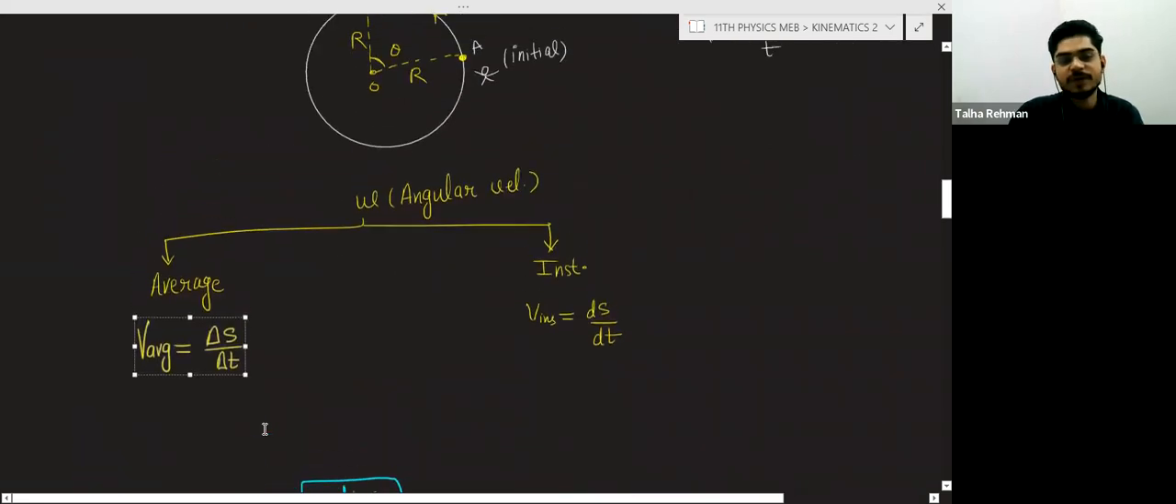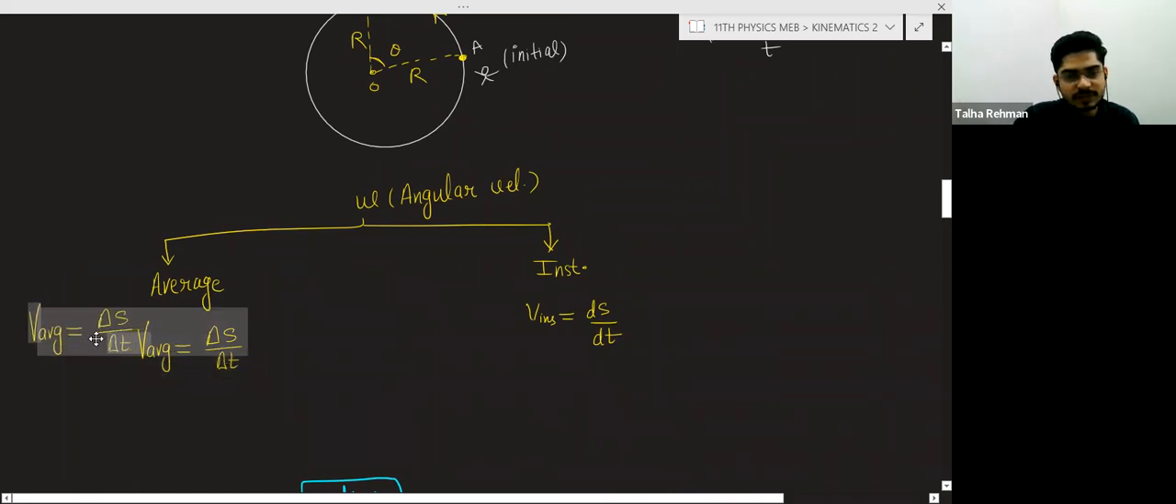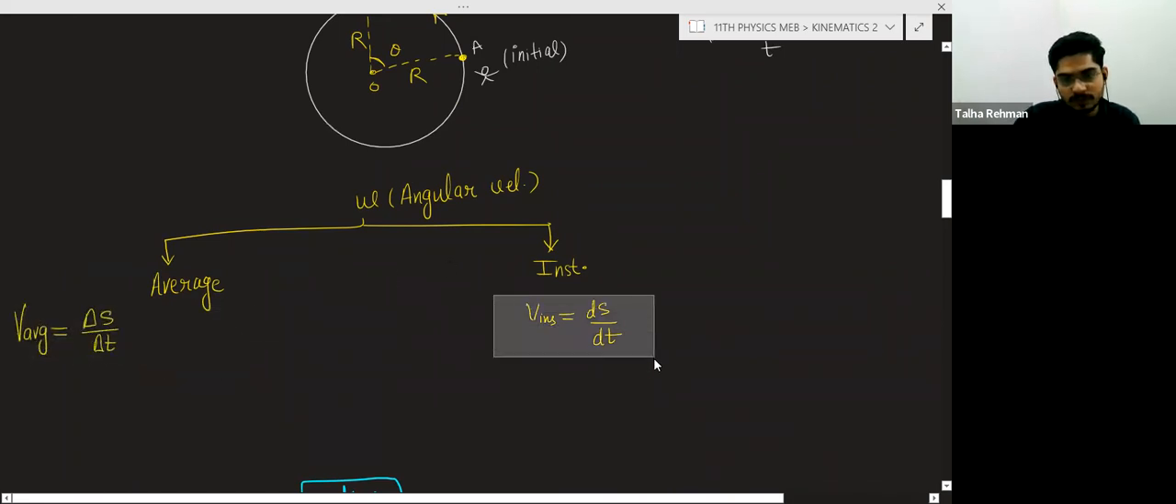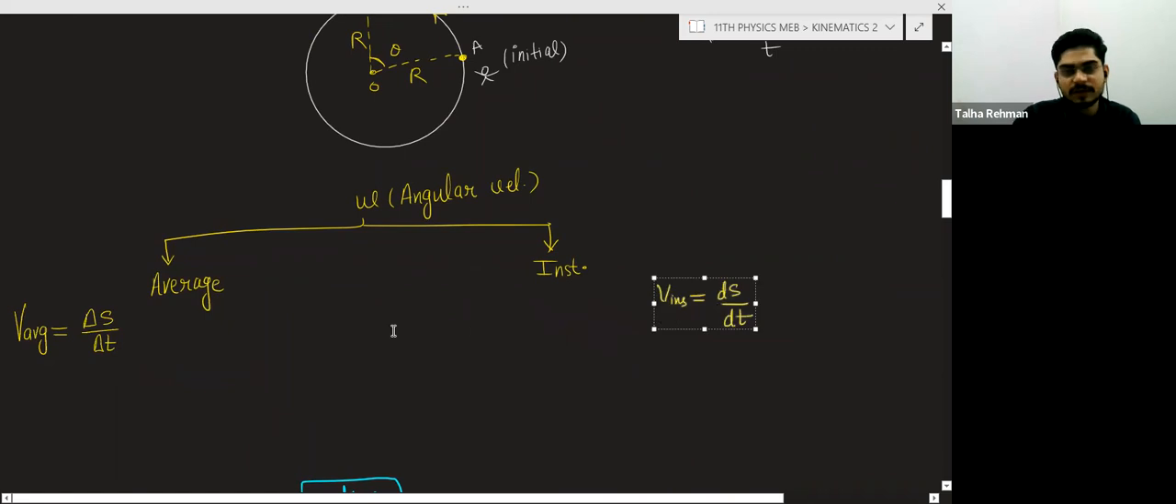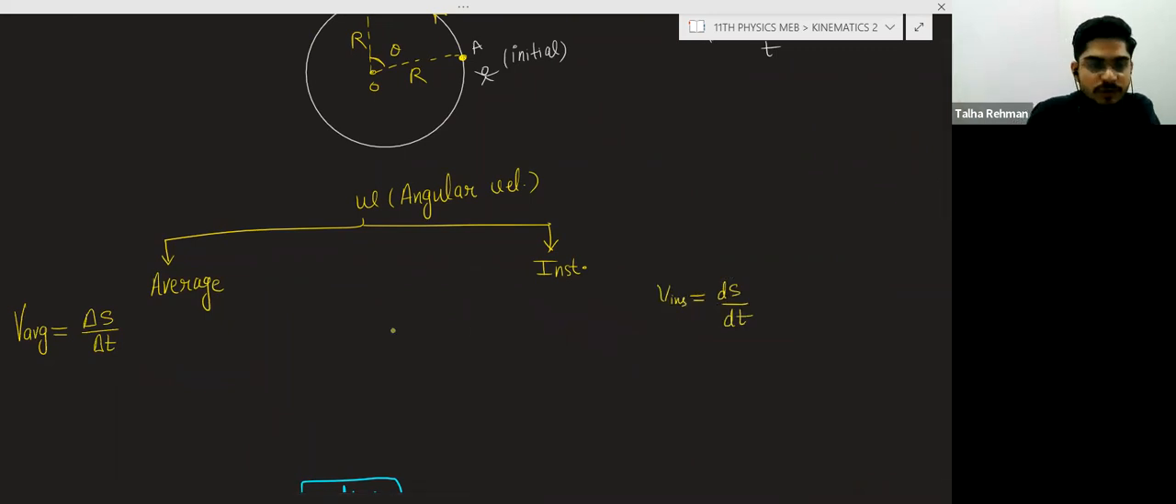Here I will write again. So this is just the analogy I will use. I know what your doubt is. Basically, if you calculate omega average, then it will be delta theta divided by delta t. If you calculate omega instantaneous, then it will be d theta divided by dt.